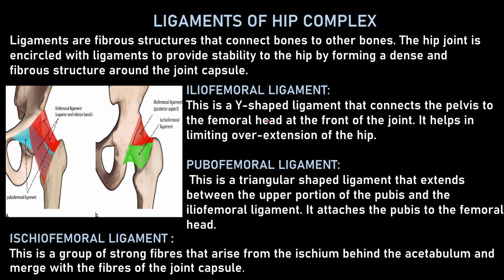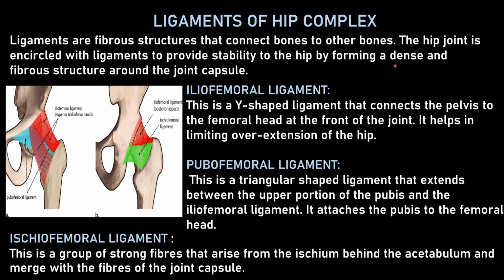So coming to the next topic, ligaments of hip complex. The ligaments are fibrous structures that connect bones to other bones, right? The hip joint is encircled with ligaments to provide stability to the hip by forming a dense and fibrous structure around the joint capsule. That's the reason why the hip joint is called one of the strongest, most congruent joints in our body.